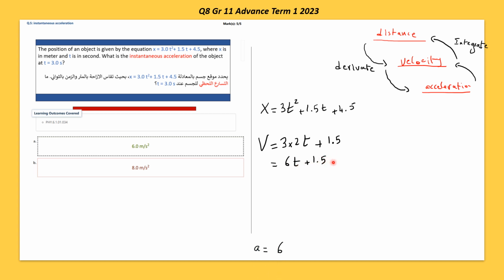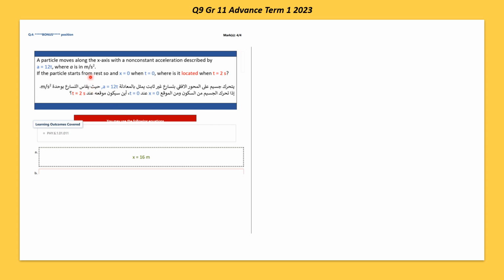We still need to derivate one more time to get the acceleration. 6t plus 1.5, its derivative is 6. So 6 meters per second square is the correct answer. We continue. A particle moves along the x-axis with a non-constant acceleration described by a equal 12t.